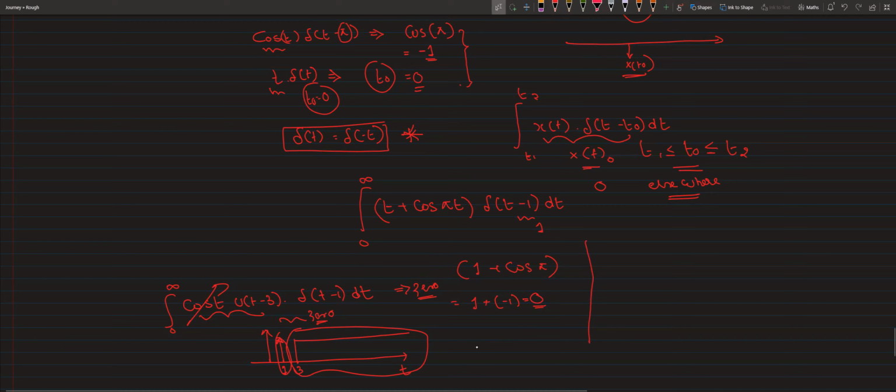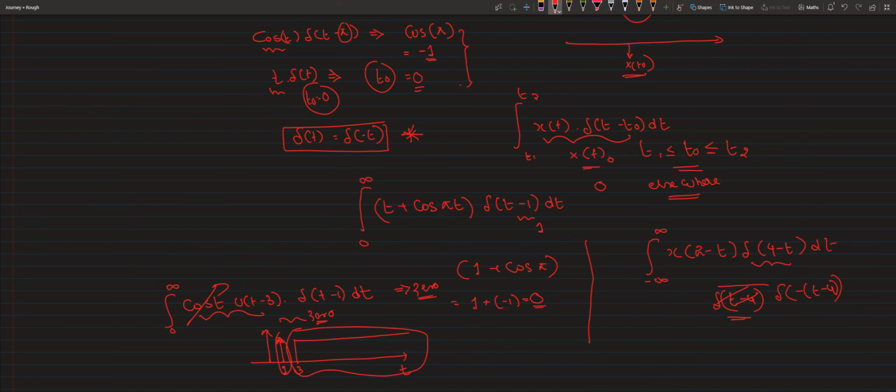Next problem. Integration from minus infinity to plus infinity, x of 2 minus t, delta of 4 minus t, dt. Always try to resolve this into a standard form. So 4 minus t is nothing but t minus 4. T minus 4 is equal to 0, t is equal to 4, and that 4 you have to shift, or reverse, like a reflection kind of process. So the simple equation is delta of minus t plus 4, which will become t minus 4, right?